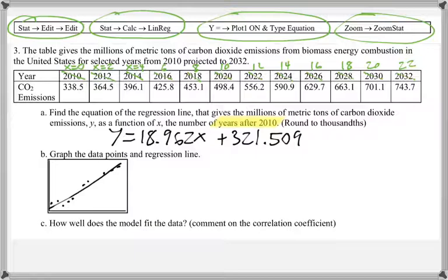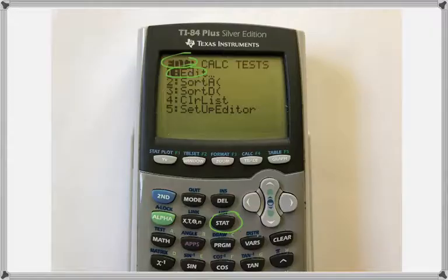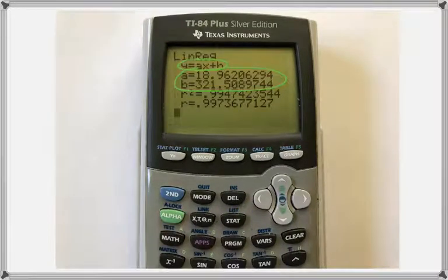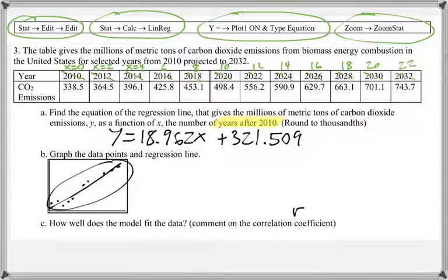Okay, so how well does the model fit the data? Comment on the correlation coefficient. So that's the R value. I mean, we can already see here that the line is very close to the dots. It's a very good representation. But let's check out the R value, because it should be pretty close to 1 or -1. In this case, we can definitely confirm that it's 0.997. So that's excellent. So r is equal to 0.997, which is very good.